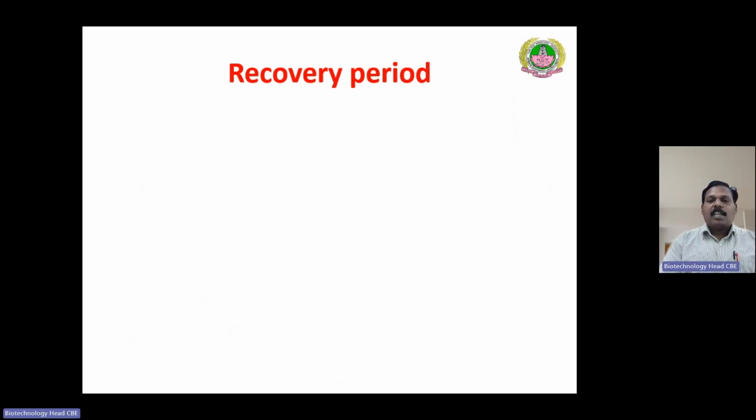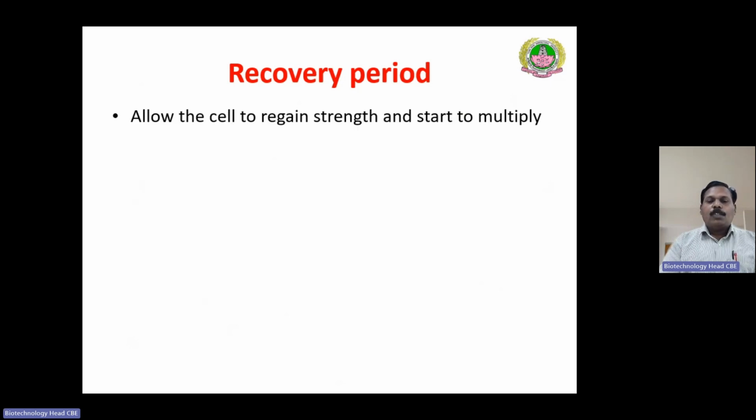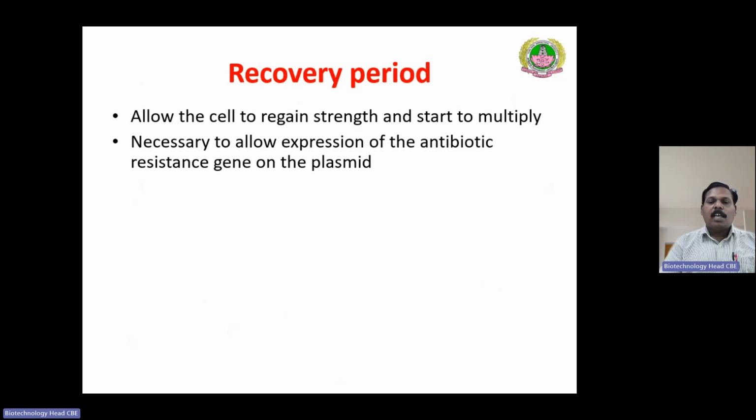The next step is recovery of the cells after the transformation event. So this step will allow the cell to regain the strength and start to multiply. And this step is necessary for the cell to allow the expression of the antibiotic resistant gene present on the plasmid, because we have seen it's an ideal feature of a plasmid to possess a selectable marker and antibiotic resistant gene which aids in the screening process.